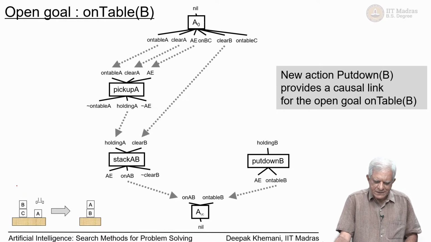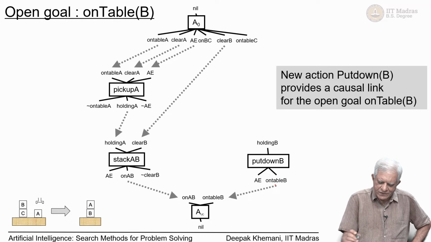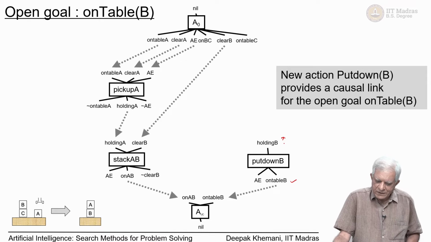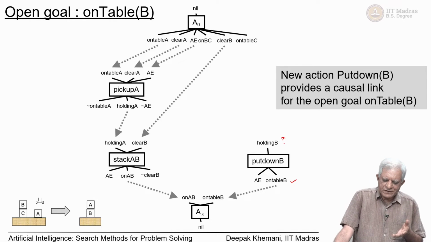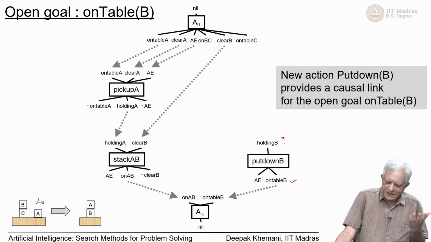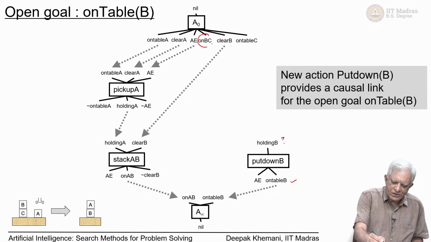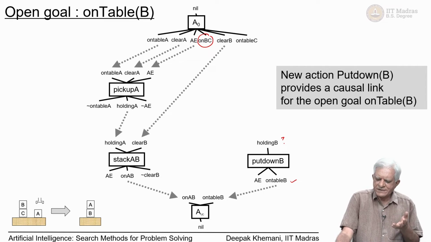Okay, so this we have done. The third action that we add is put down B, and that takes care of the open goal on table B, but this is a new open goal that we have to figure out. So, remember that again, if you want to hold something, there are two options: either you pick it up from the table or you unstack it from somewhere. So, maybe if your program is keeping an eye on the initial state, it would realize that in the initial state on BC is true. So, maybe unstack is a good action to use.